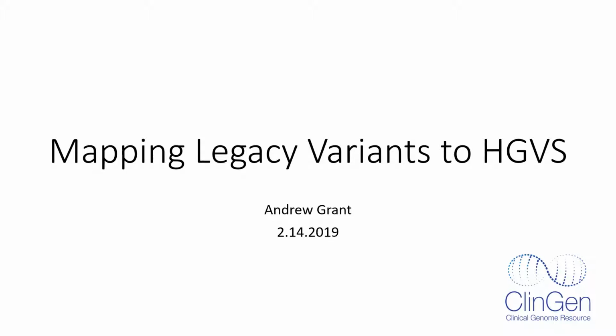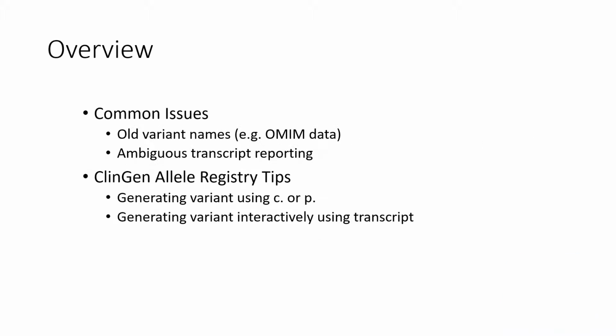This presentation will provide a brief introduction into mapping legacy variants to HGVS expressions. I'll go over some of the common issues that curators stumble upon when attempting to identify variants in publications and databases. Oftentimes, when variants are entered into databases such as OMIM, they're entered from papers that are older, possibly from the 90s or the early 2000s, and they will have nomenclature that doesn't mesh well with HGVS.